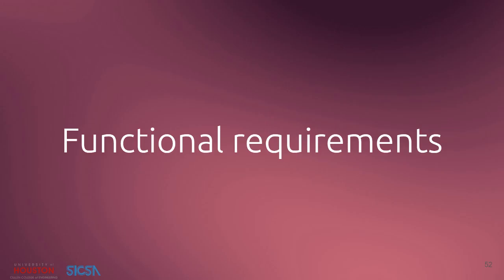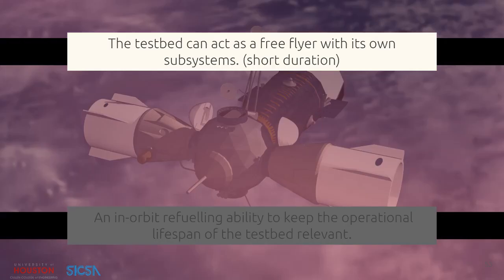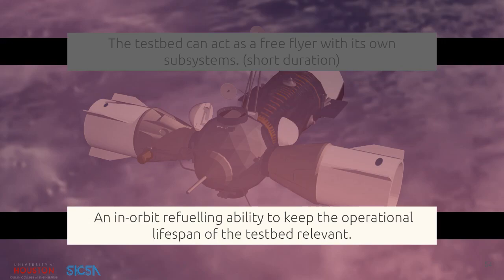From the ConOps, I identified some functional requirements of the project. First is that the testbed should be able to act as a free flyer with its own subsystems for short durations of the test operations. An in-orbit refueling ability to keep the operational lifespan of the testbed relevant will be needed.